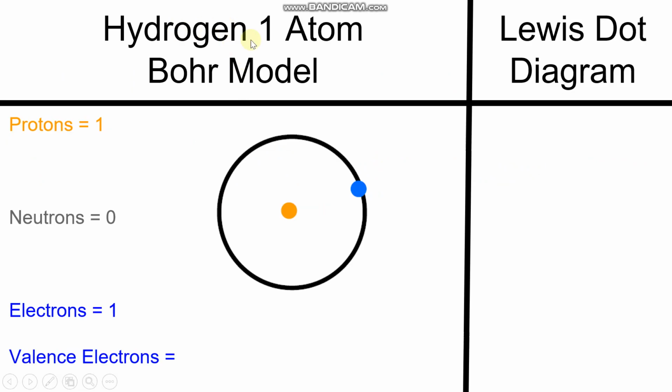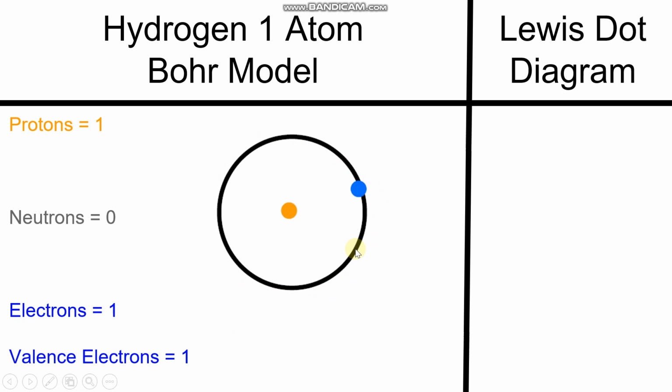Here we've got the hydrogen 1 atom, and we've got the Bohr model of it here. We can see it's got one proton, there's no neutrons in there, and there's one electron on the outside. And so the first question we have to ask ourselves is how many valence electrons are there? Well, there's only one orbital, and since that one orbital has one electron, it has one valence electron.